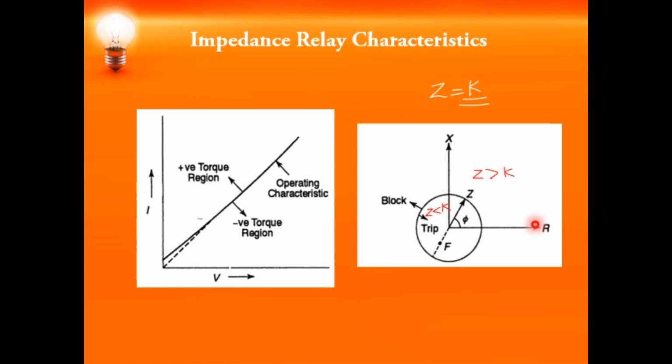So if the fault lies within the circle, that is within its protected section, then the relay will operate, else the relay will not respond. So wherever your fault location is within this circle, the operating time will be the same. So the operating point will be constant.